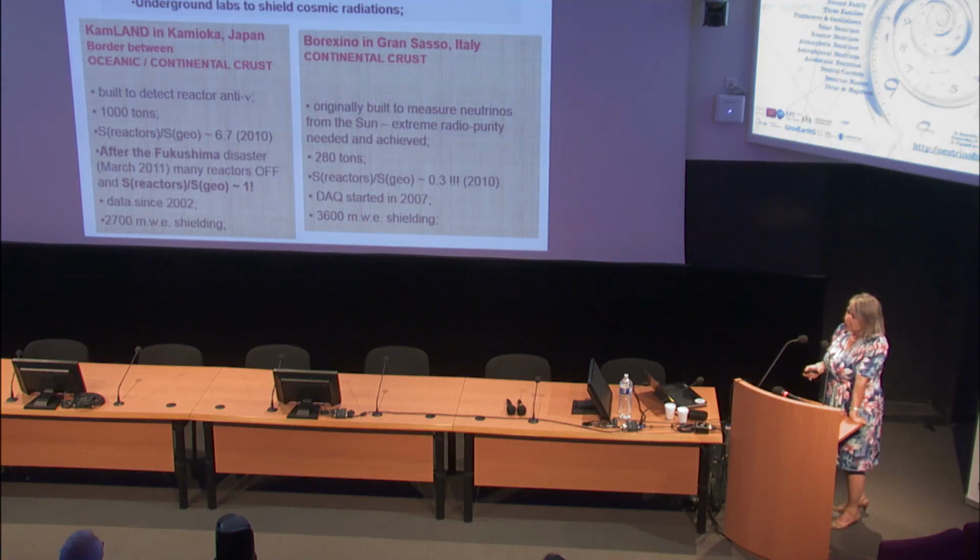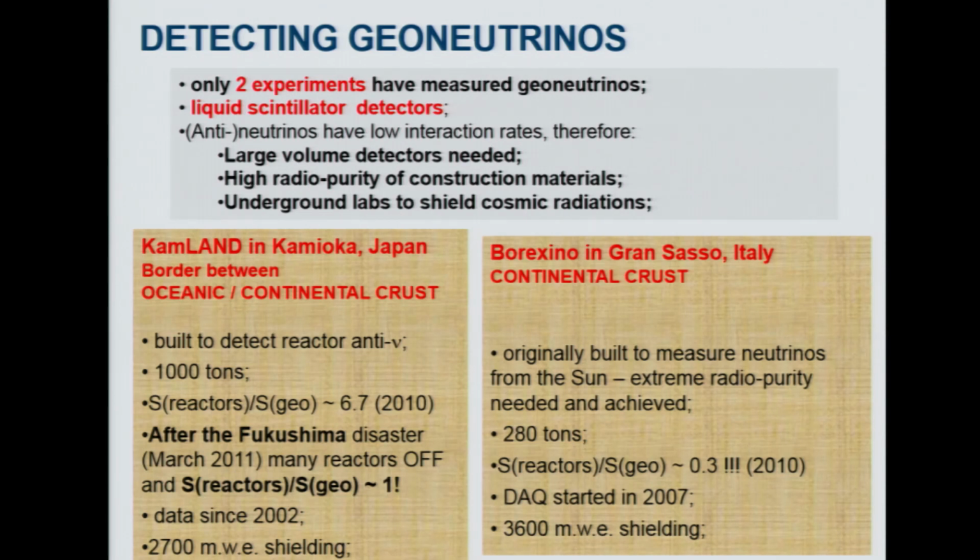So this brings me to the detection of geoneutrinos. Only 2 experiments have up to now measured geoneutrinos. They are both liquid scintillator detectors, radiopure, large volume, and placed in underground labs. KamLAND in the Kamioka mine in Japan is at the border between oceanic and continental crust, and Borexino is on the other side of the globe on the continental crust, and this makes these experiments completely complementary.